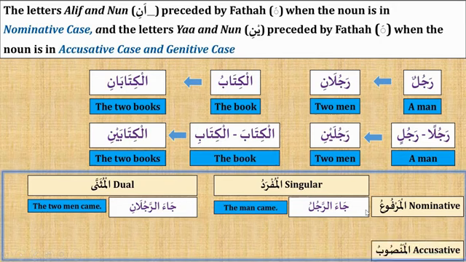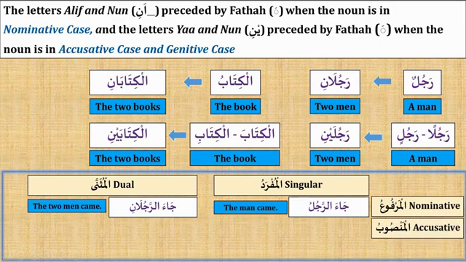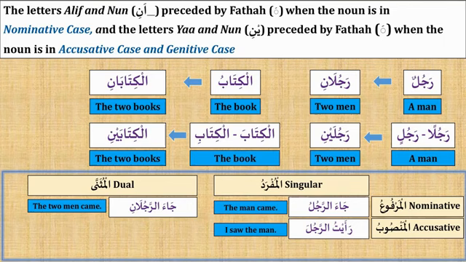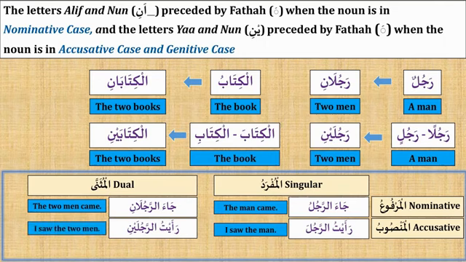The next case is accusative case, al-mansub. Ra'aytu ar-rajula, I saw the man. The noun ends with fatha. When it is dual, ra'aytu ar-rajulayn, I saw the two men. When the noun ends with fatha, it must end with ya and nun in dual form.